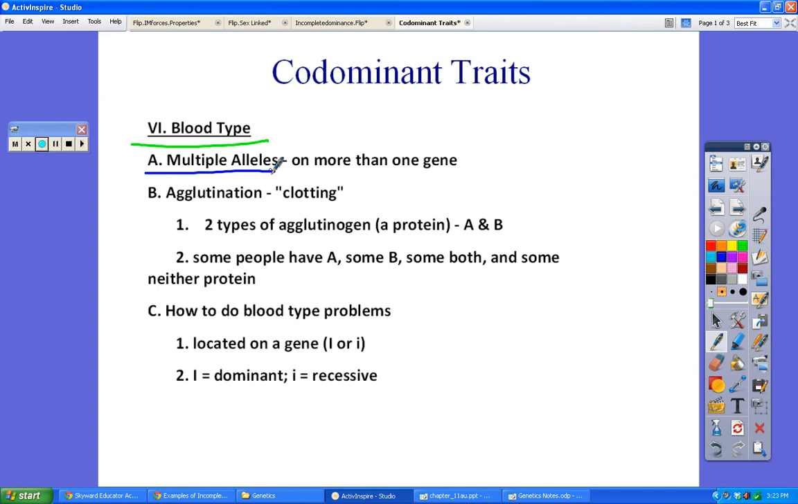Now, in our blood type, we have what's called a clotting factor here. And some people have type A, some have B, some have both, and some have neither. And so that qualifies what your blood type is. We'll talk more about this in class. Now, how we represent this with blood types in particular, we use this letter I, either capital for dominant or little i for recessive. And that depends on your blood type. I'm going to show you that on the next slide here.